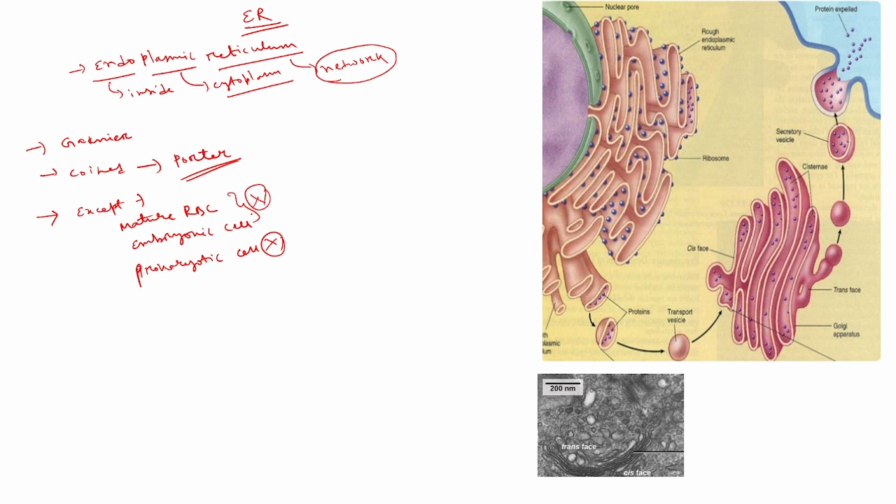So now come to the structure of the ER. If we look at the structure of the ER, there are two types of structure. One is called the cisternae and another is called the tubule. So what is the cisternae, what is the tubule? Look at this structure. This flattened structure is called the cisternae. So they are the cisternae.